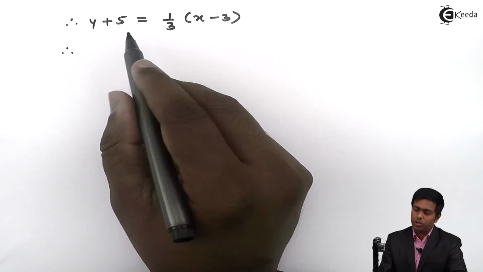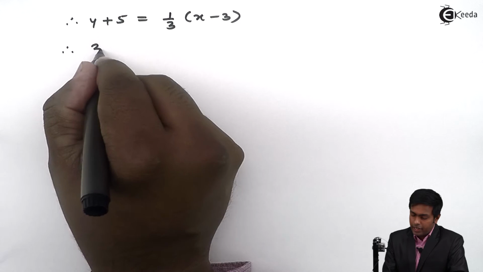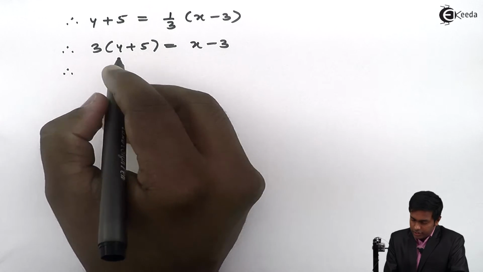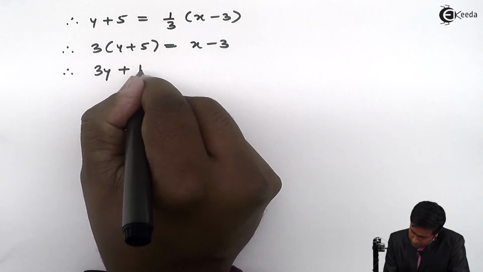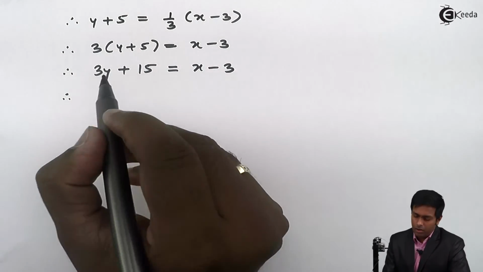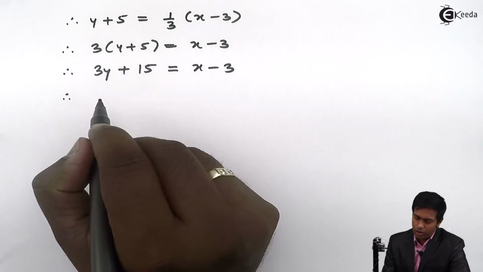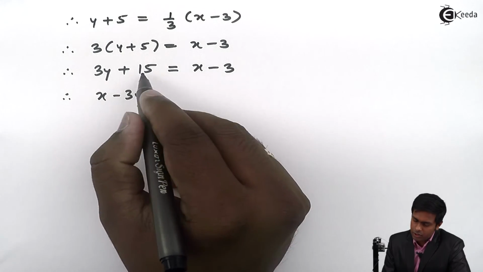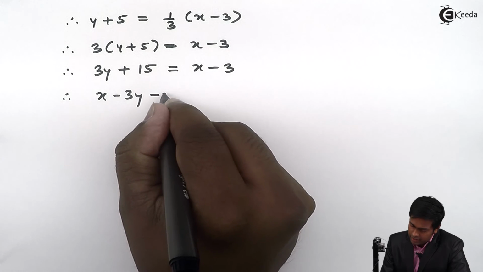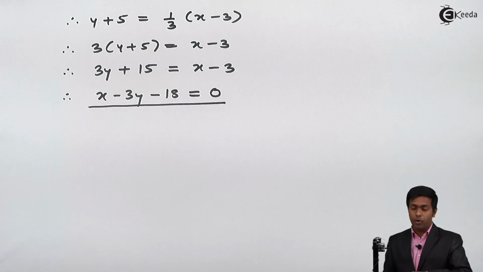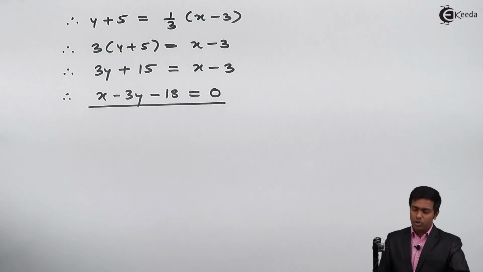So by doing the cross multiplication, here we'll get 3 into y plus 5 equal to x minus 3. So therefore this will become 3y plus 15 equal to x minus 3. So therefore by taking all terms on left hand side we'll get x minus 3y, this will become negative, so minus 18 equal to 0. So this is one more equation of the required line. So here in this problem we got two equations of the required lines.